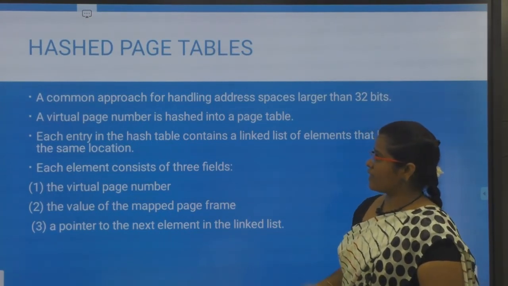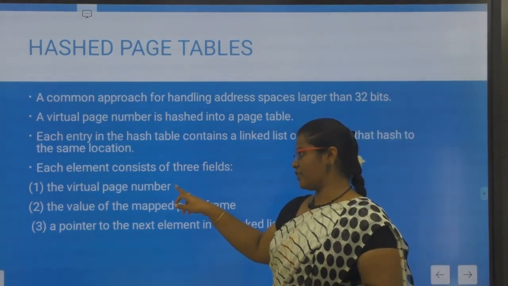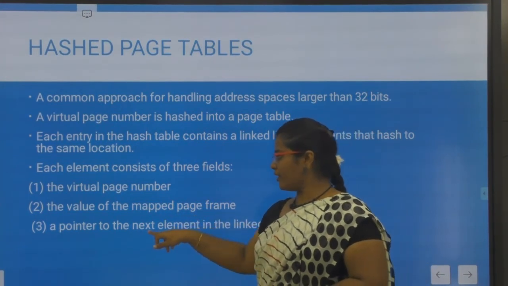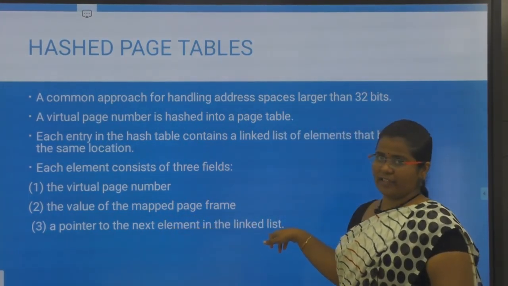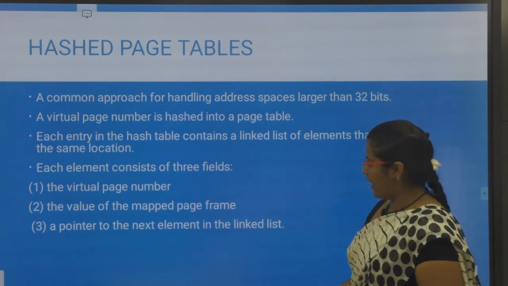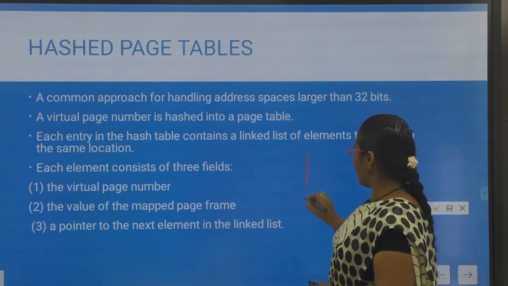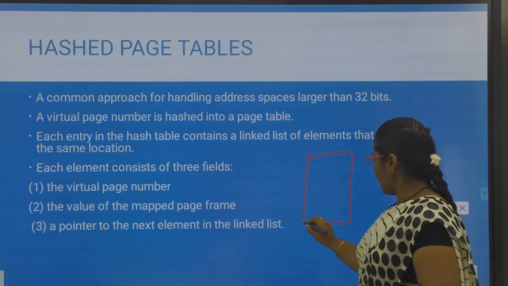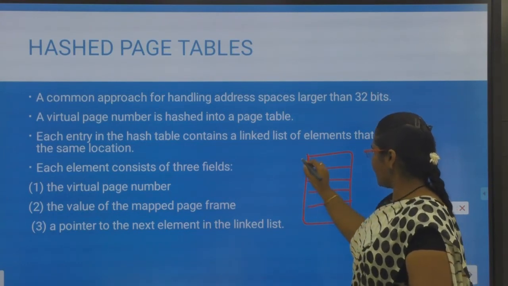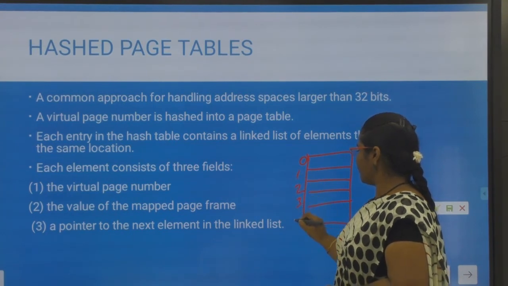And in hashed page tables, you will have one virtual page number in your hash table followed by the frame number and a pointer to the next element of the linked list. In the hashing technique we'll have your memory like this. You'll have your memory, and each memory partition will have an index number.